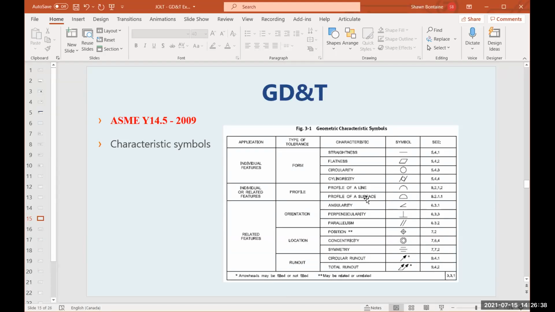In the profile tolerances, we have profile of a line and profile of a surface. With orientation tolerances, we have angularity, perpendicularity, and parallelism. And with locational tolerances, we have position, concentricity, and symmetry. And lastly, with our runout tolerances, we have circular runout and total runout.